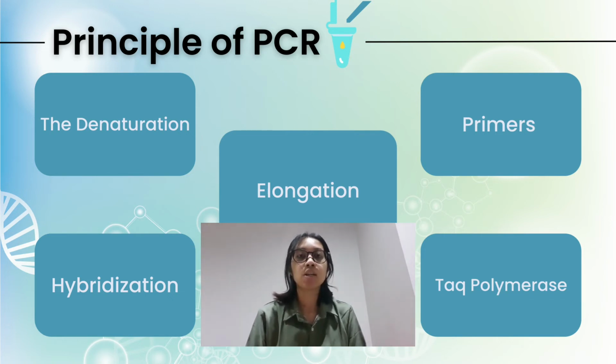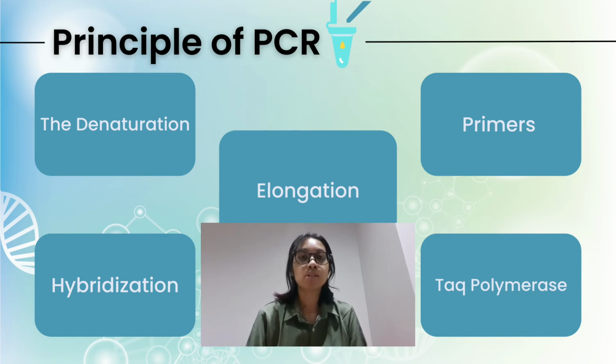Third, elongation. Elongation is complementary strand synthesis at an elongation temperature. At this temperature, Taq polymerase binds to primed single-stranded DNA and uses the deoxynucleotide triphosphates present in the reaction mixture to catalyze replication. Therefore, the region of template DNA downstream of the primer is selectively synthesized.